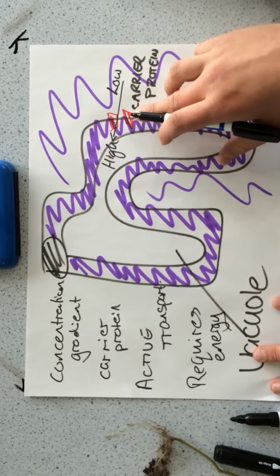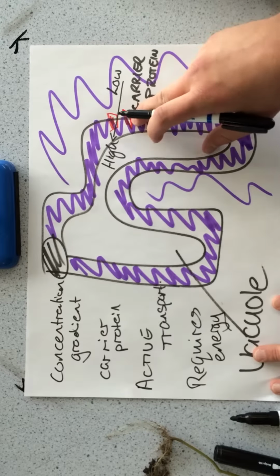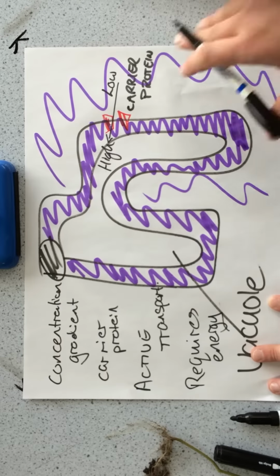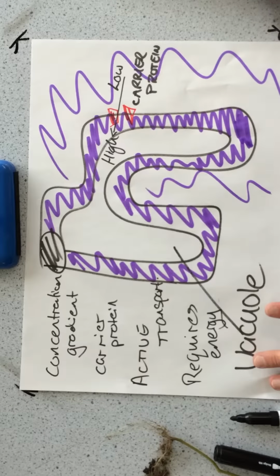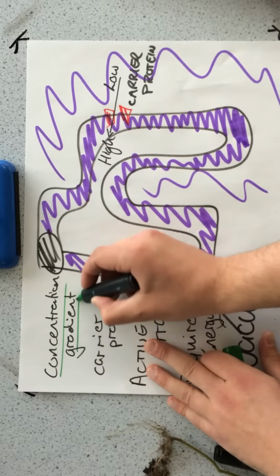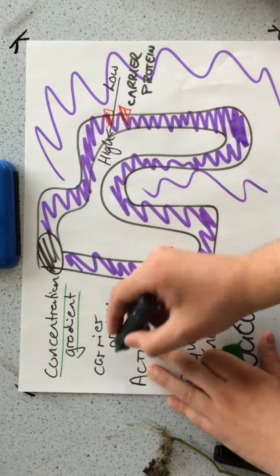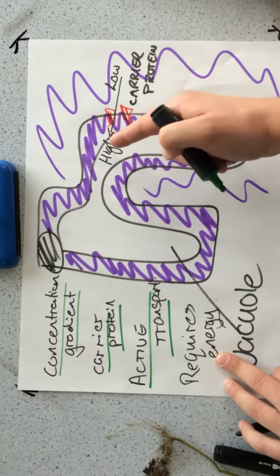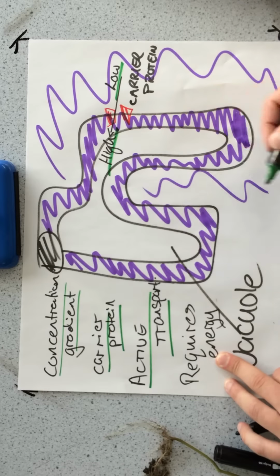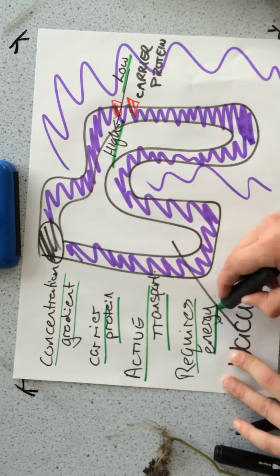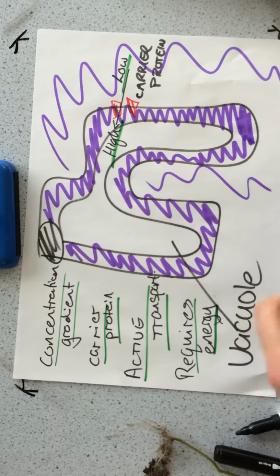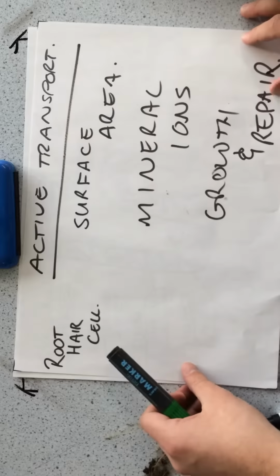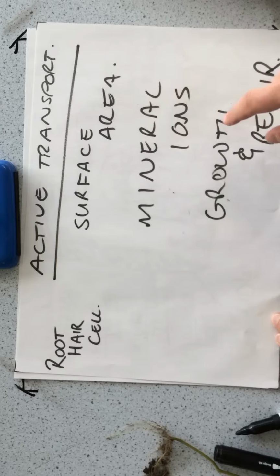These carrier proteins are like doors. If they're not open, you can't get your mineral ions in. They need energy before they can open. They need energy because my molecules are going against the concentration gradient. So the carrier protein has to actively transport my molecules from low concentration to high concentration, which requires energy. That is active transport. That is how you get your mineral ions into the plant for growth and repair.